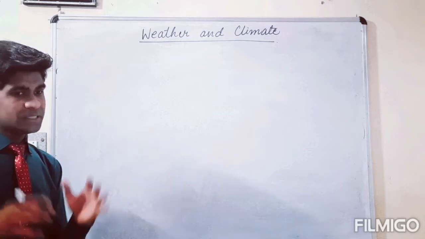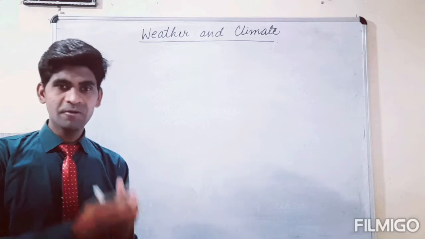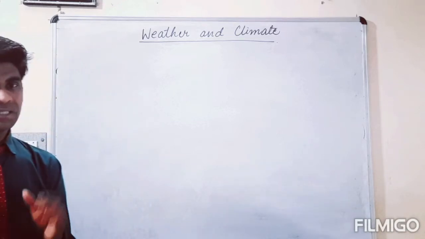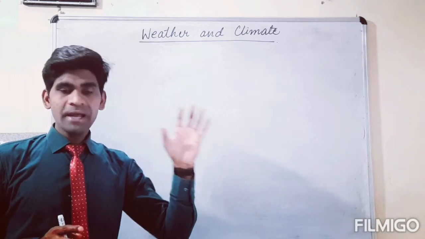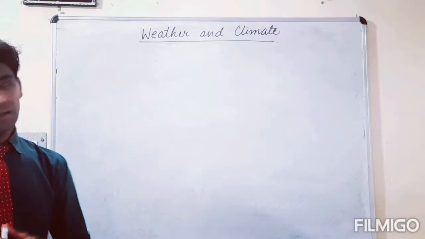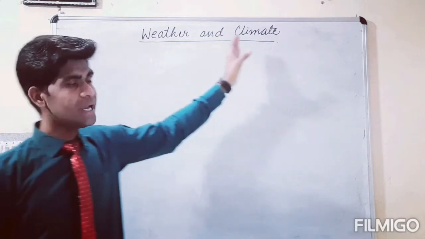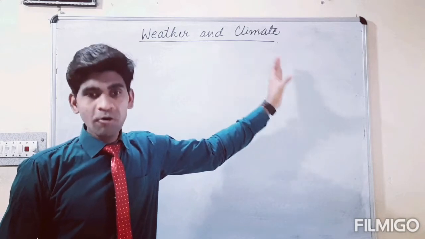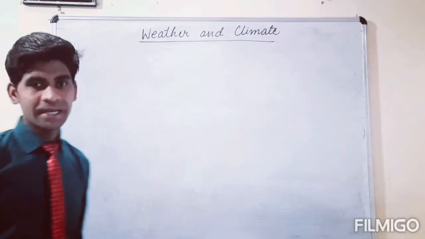These have the same factors: temperature, atmospheric pressure, wind, humidity, and the sunshine the place is receiving. So the difference between weather and climate is the time period. Weather is for a short period of time in a particular region, while climate is the average weather conditions over a long duration of time.